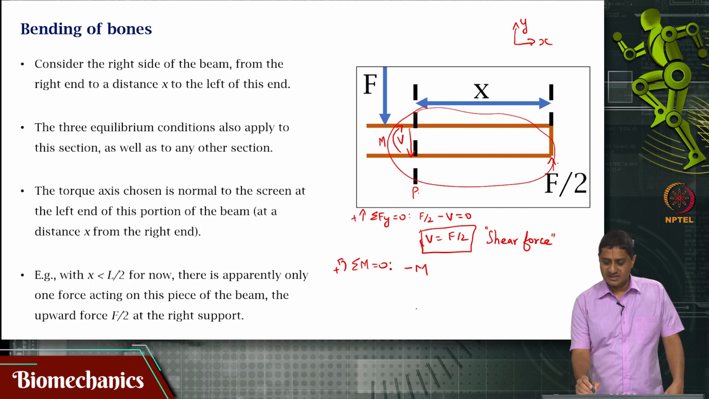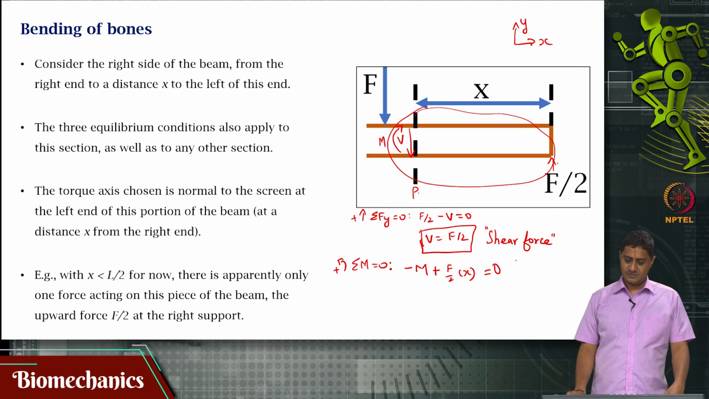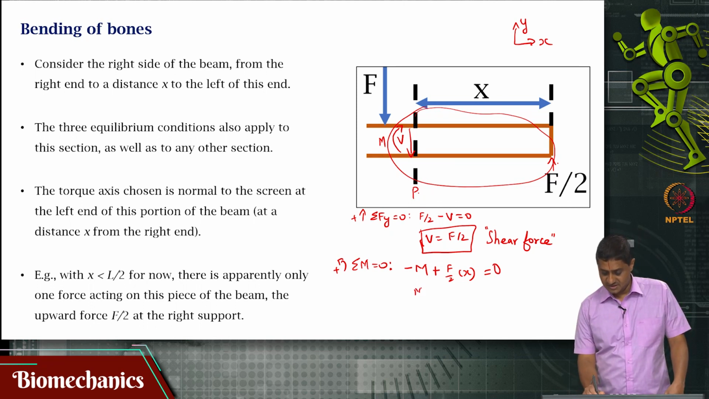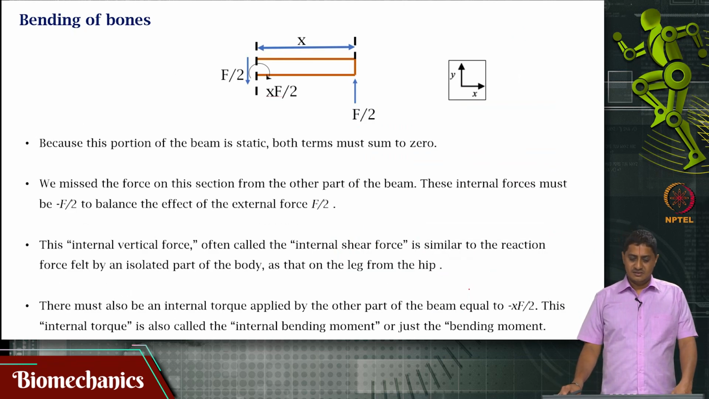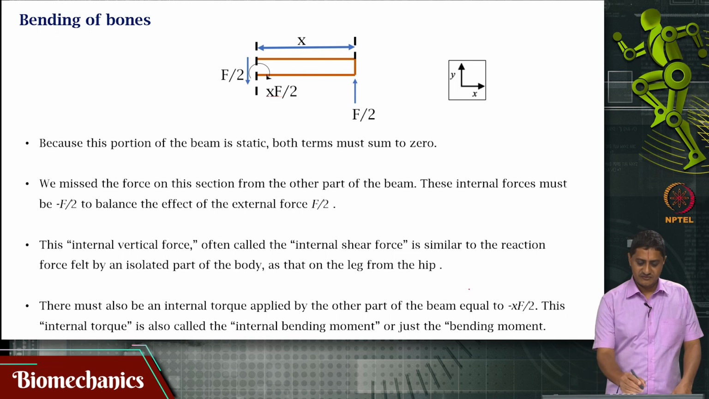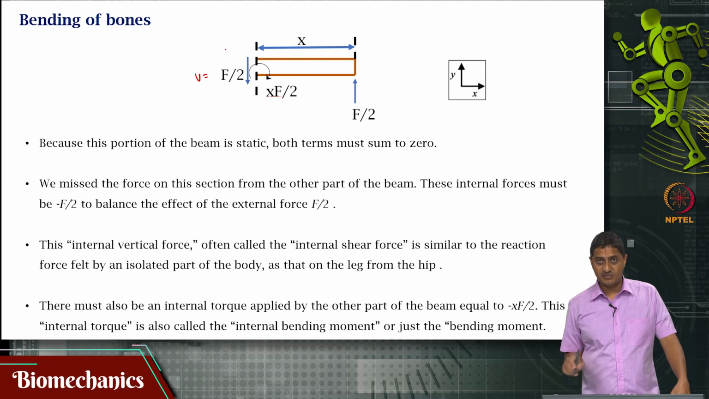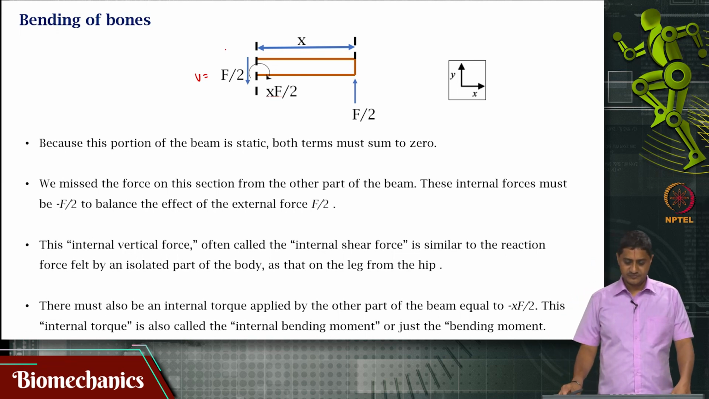F by 2 is a force that is acting at a perpendicular distance of x from p. So, that moment would be plus F by 2 times x is 0. That means m is equal to F by 2 times x. As I said, this is what we have worked out here in this slide. This shear force V is F by 2 acting downward, and that bending moment m is x times F by 2, which is a clockwise moment, right.